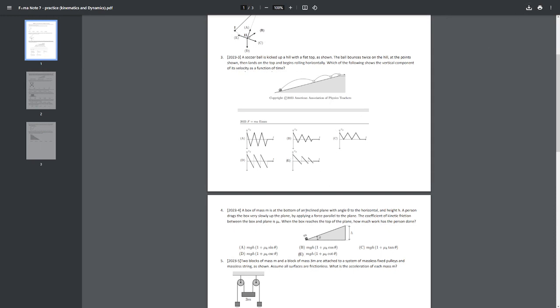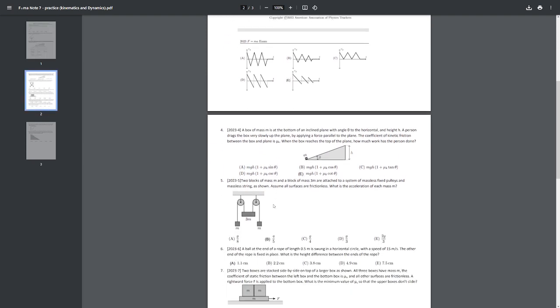Okay, so number 4. A box of mass m is at the bottom of an inclined plane, my favorite, with angle theta to the horizontal and height h. A person drags the box very slowly up the plane by applying a force parallel to the plane. The coefficient of kinetic friction between the box and the plane is mu k. When the box reaches the top of the plane, how much work has the person done?